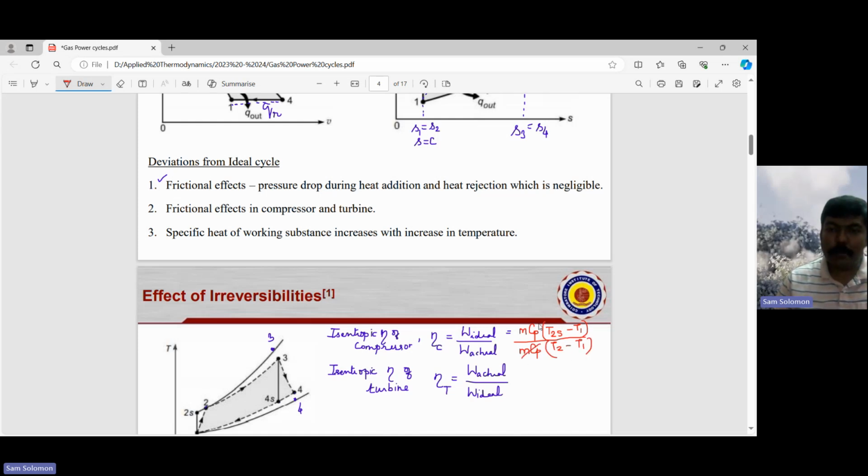If you cancel out this m Cp and m Cp, it's going to be (T2s minus T1) divided by (T2 minus T1). Similarly, for your turbine, that is going to be m Cp times actual, T3 minus T4, whole divided by m Cp times (T3 minus T4s). If you cancel out this m Cp, it's going to be (T3 minus T4) divided by (T3 minus T4s). Okay, so these are the fundamentals that need to be remembered while solving problems on your Brayton cycle. Thank you.